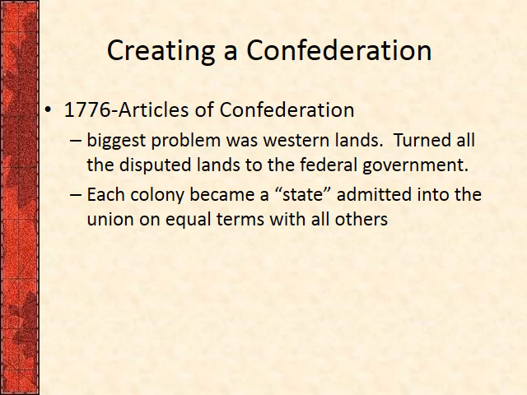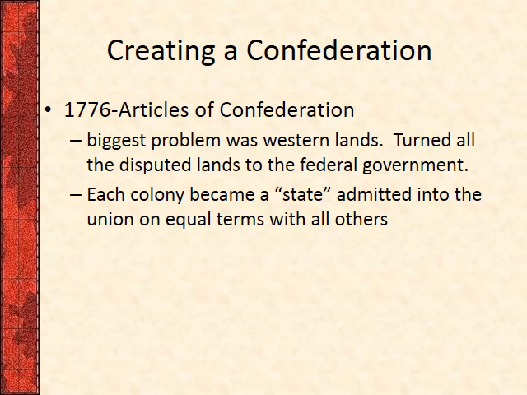Okay, so here we go. Some problems under the Articles of Confederation. The Articles of Confederation is our first constitution. It's Constitution 1.0. And the biggest problem that the Articles of Confederation were able to solve at this time, because they did solve a bunch of issues with our country, was Western lands.